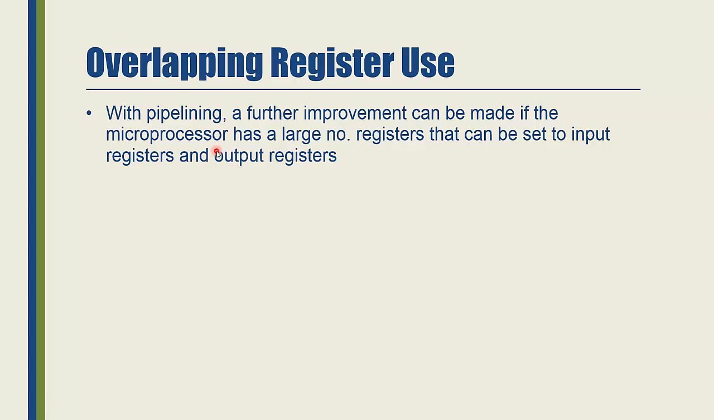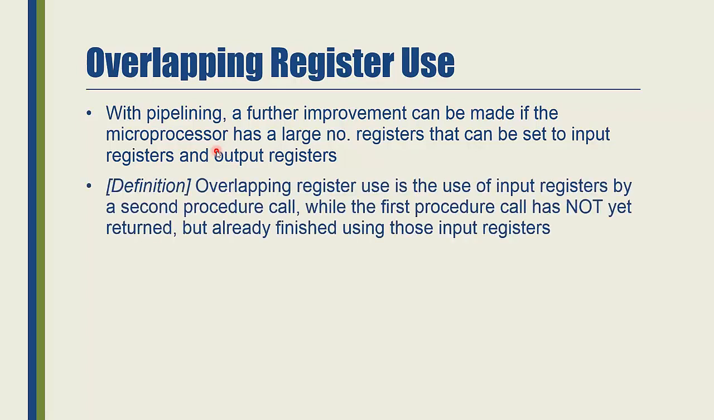So the definition: overlapping register use is the use of input registers by a second procedural call while the first one has not yet finished, but has already finished using the input registers. This means the input registers which belonged to the first call can now be used by the second call even though the first call has not finished yet.